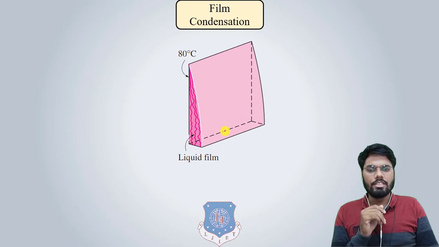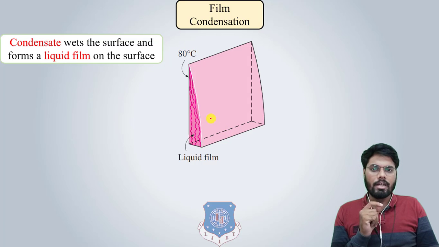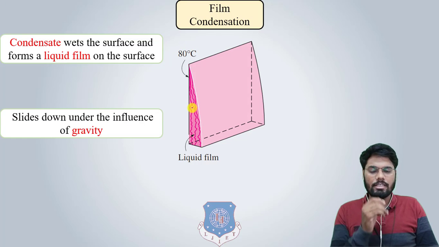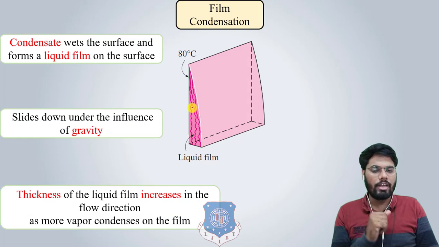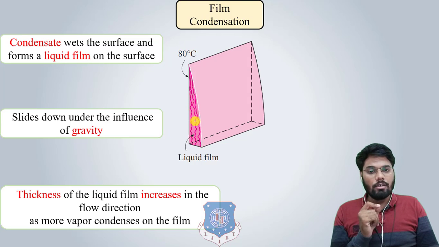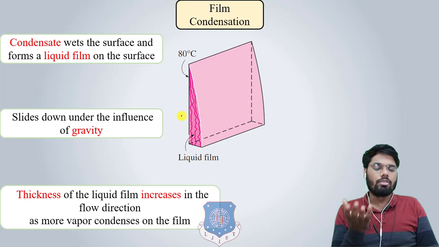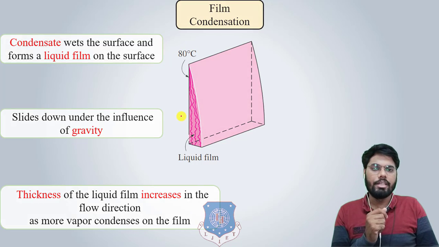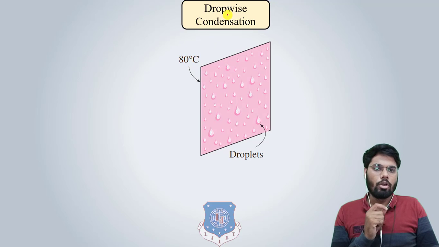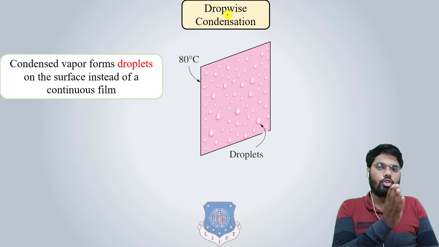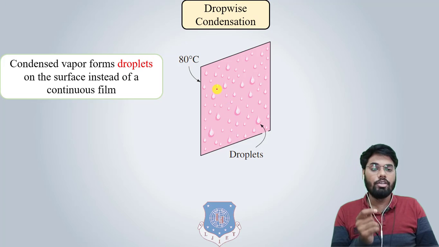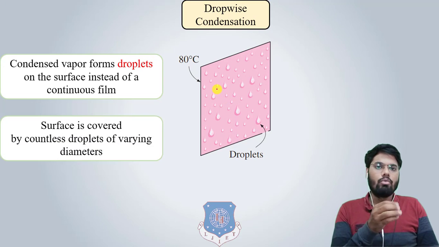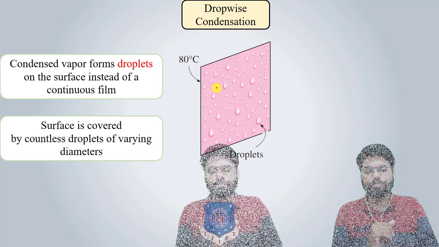First is film condensation. In this type, the condensate wets the surface and forms a liquid film on the surface. As we can see in the figure, it slides down under the influence of gravity, as we discussed. The thickness of the liquid film increases in the flow direction as more vapor condenses on the film. We know that the more vapor condenses on the surface, the more the thickness of the film will increase. Now in the second type, drop-wise condensation, condensed vapor forms droplets on the surface instead of a continuous film. The surface is covered by countless droplets of varying diameter.